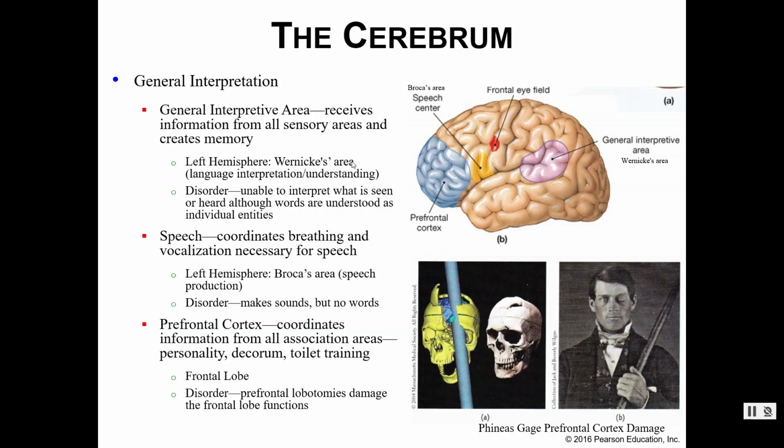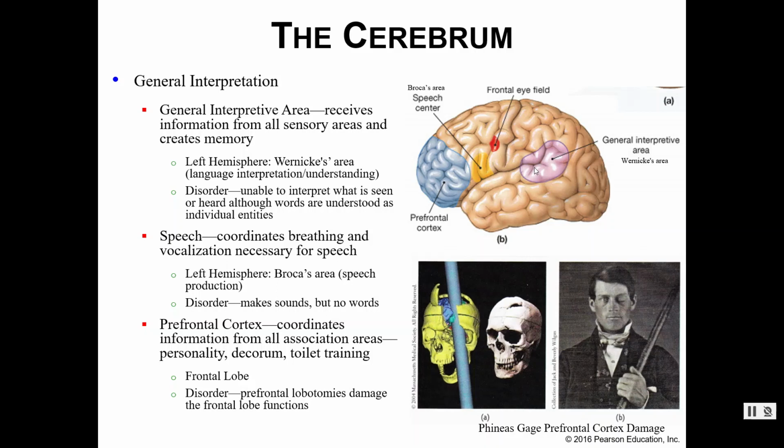We have one region in particular, called your Wernicke's area, in your left hemisphere specifically. So your right hemisphere kind of gets left out. Your left hemisphere, your Wernicke's area, is where we do language interpretation and your understanding of that language interpretation. So here's your Wernicke's area.